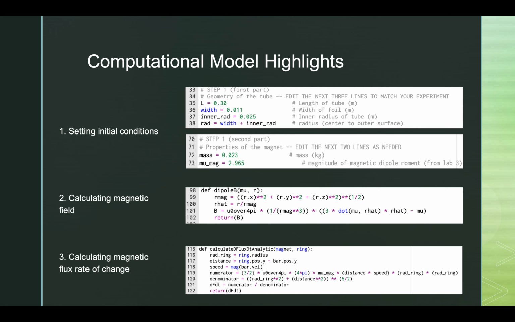One first highlight of the code includes setting the initial conditions, where I input the length, width, and inner radius of the aluminum foil tube, and I put in the mass and magnetic dipole moment of the bar magnet. The second major code highlight was calculating the magnetic field, where I used the Biot-Savart equation of a dipole. Thirdly, I calculated the magnetic flux rate of change by determining the proper distance and setting proper numerator and denominator equations to represent the change in magnetic flux of each ring of the tube.